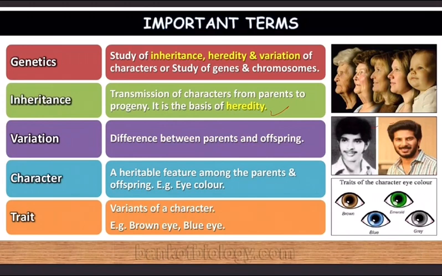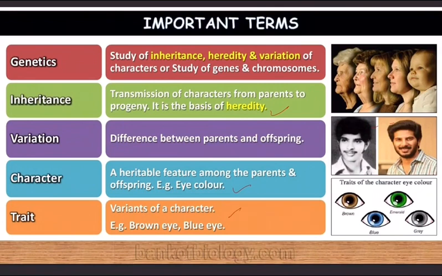And what about variation? Variation is the difference between parents and offsprings. So you can see the figure of Malayalam actor Mammootty and his son. So variations, differences are there between the senior Mammootty and junior Mammootty. And characters, a heritable feature among the parents and the offspring. For example, eye color. Eye color is a character. And trait, variants of a character.